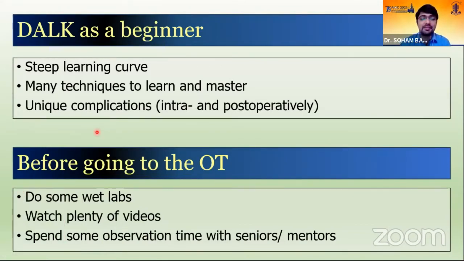So DALK, as a beginner surgeon, is always intimidating because it has a steep learning curve, with so many techniques to learn and master, and some unique complications. So before going on to the OT, it's highly recommended that you do some wet labs, watch plenty of videos, and if possible, spend some time with seniors or mentors who are already doing the surgery.